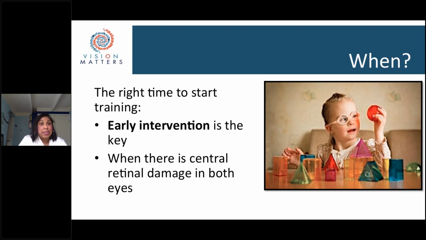So early intervention is the key to optimizing vision, and in my experience as well, I've noticed that those that come to see me earlier actually respond better to adapting to the training faster.